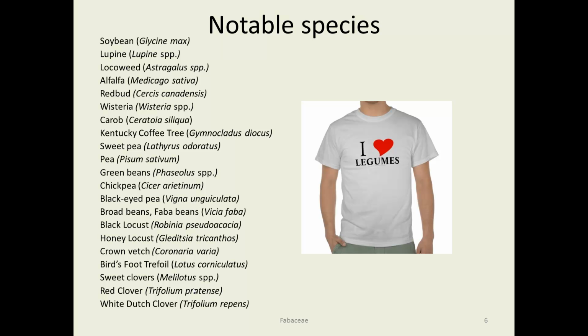Black locust and honey locust are 2 trees you find in Iowa. The black locust is not native here, it's native a little farther east. It's invasive in Iowa. Honey locust is native. And then we have the hall of shame of crown vetch, bird's foot trefoil, sweet clovers, red clover, and white Dutch clover, all brought here as forage crops or erosion control, and tend to be enormously problematic in natural areas. They're very difficult to keep under control.